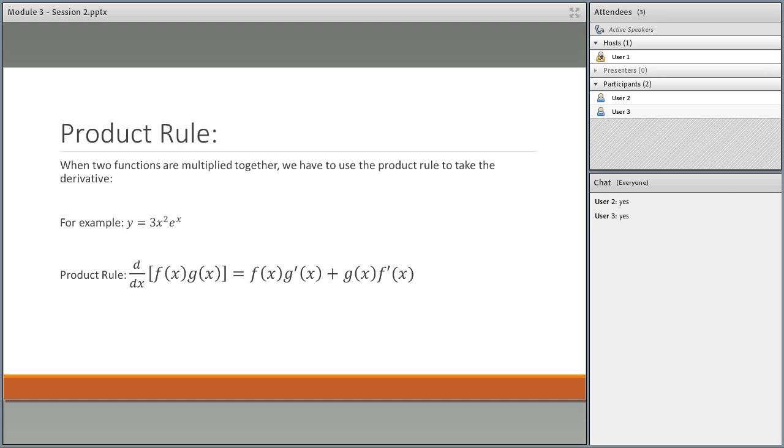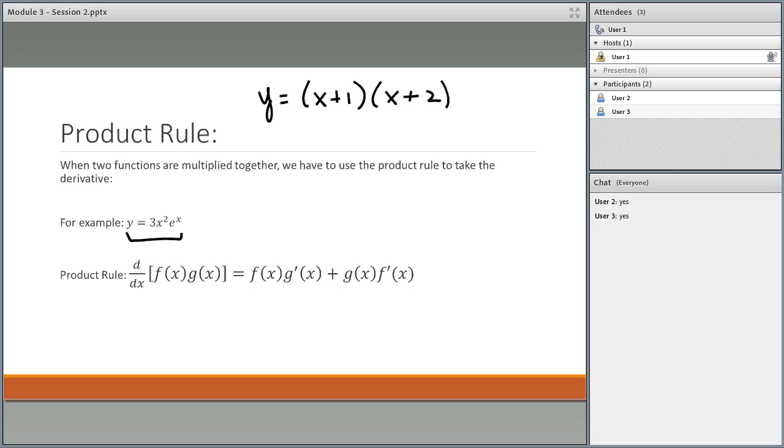So the product rule is used when we have two functions that are multiplied together and can't be simplified. So if we had something like, let's say, y equals (x plus 1)(x plus 2), for example, we could distribute and FOIL that out and get a polynomial that we could use the power rule on. We could also use the product rule because technically we do have two functions multiplied together. So we could use either the power rule or the product rule on something like that.